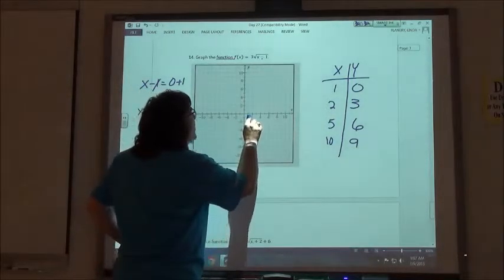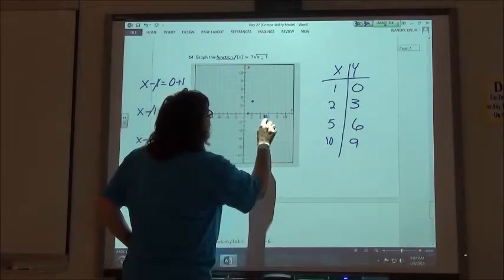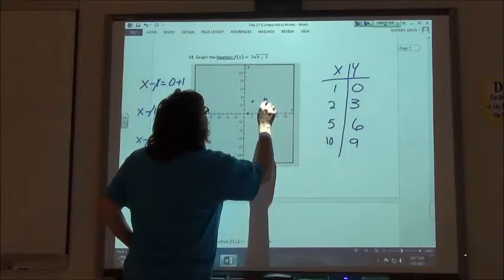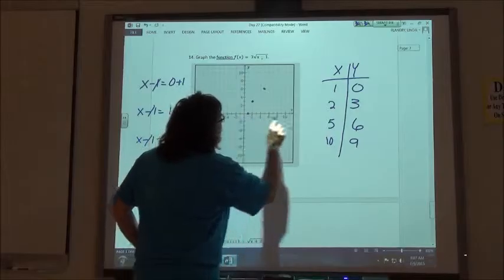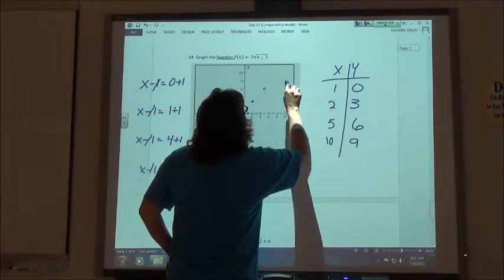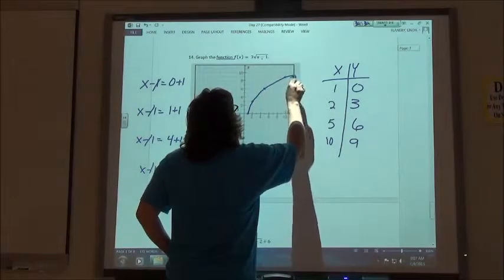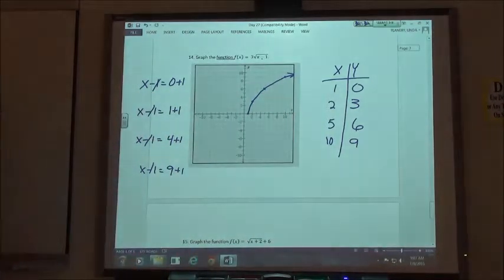So over 1 up 0, over 2 up 3, over 5 up 6, and over 10 up 9. And our square root function looks something sort of like that.